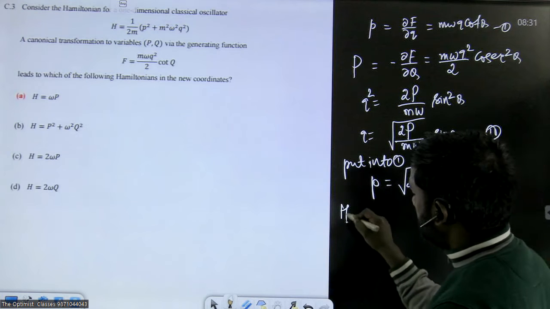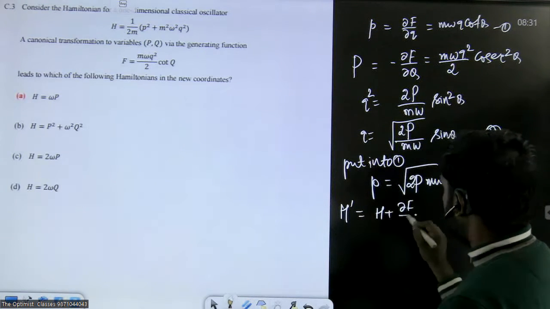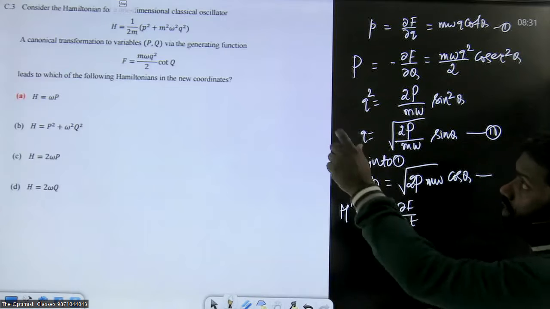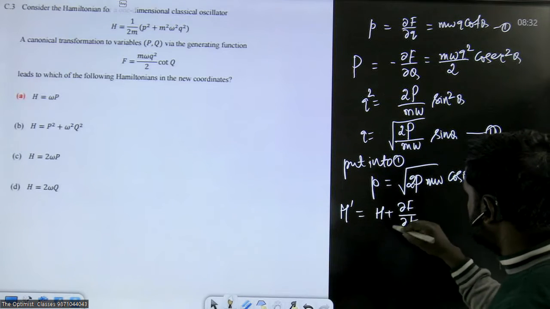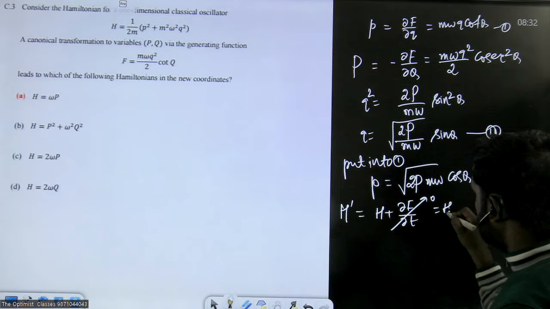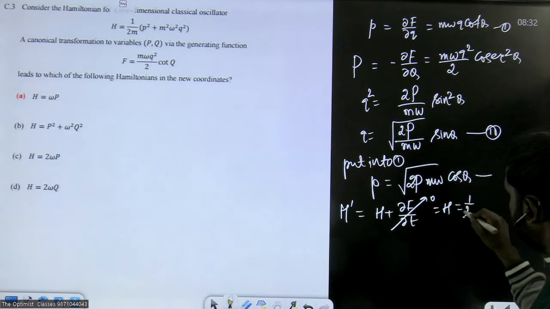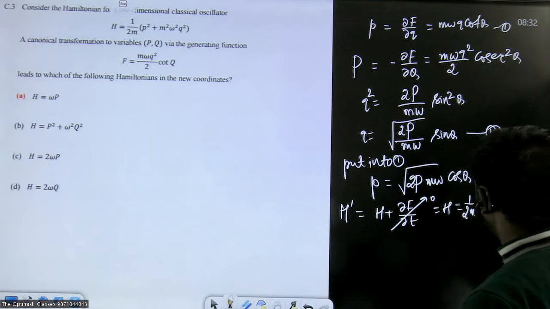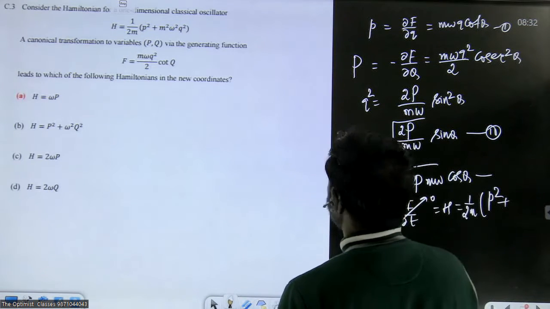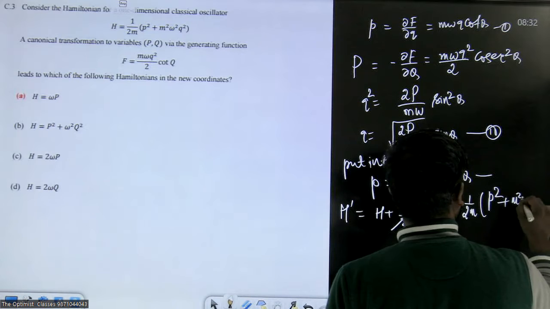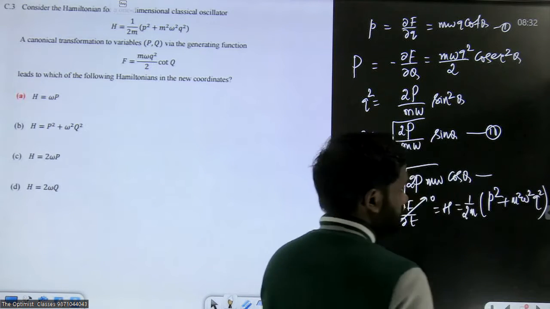Now we know that the new Hamiltonian in new coordinates is written like this: h plus del f by del t. Since this generating function is not a function of time, this term is 0. So you get h actually, which is given to be 1 by 2m, and here p square plus m square omega square q square. This is what we are getting.